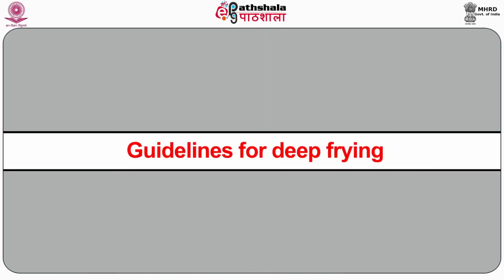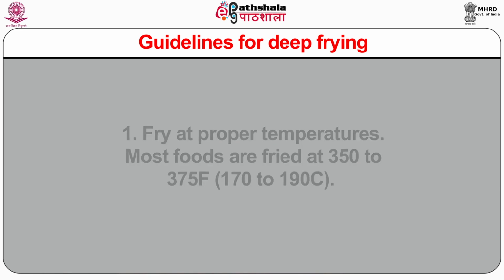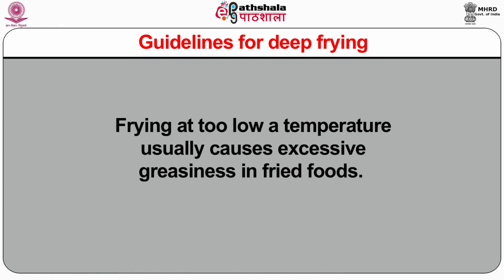Many foods are dipped in a breading or in a batter before frying. This forms a protective coating between the food and the fat and helps give the product crispness, color and flavor. Guidelines for deep frying. Fry at proper temperatures. Most foods are fried at 350 to 375 degrees Fahrenheit, 170 to 190 degrees Celsius. Frying at too low a temperature usually causes excessive greasiness in fried foods.